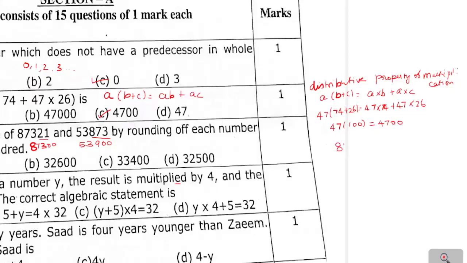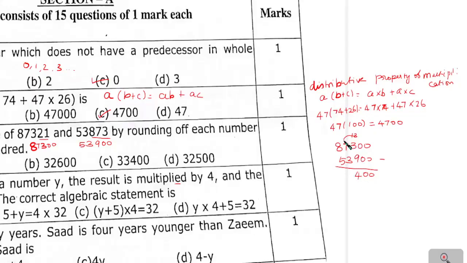So 87,300 minus 53,900. Subtraction, difference. 0, 0. So 9 cannot be subtracted from 3. So we can borrow. So it becomes 13, because 10 plus 3 is 13. So 13 minus 9 is 4.